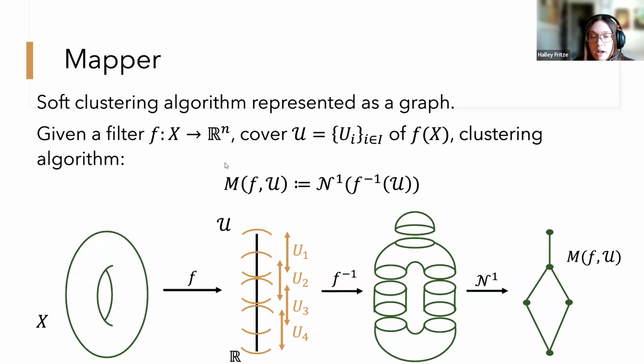In particular, the mapper graph here is just the vertices and edges. It's the one-dimensional skeleton of the nerve. I don't care about any higher dimensional information. So from here I can get some topological approximation of a graph or of a data set.